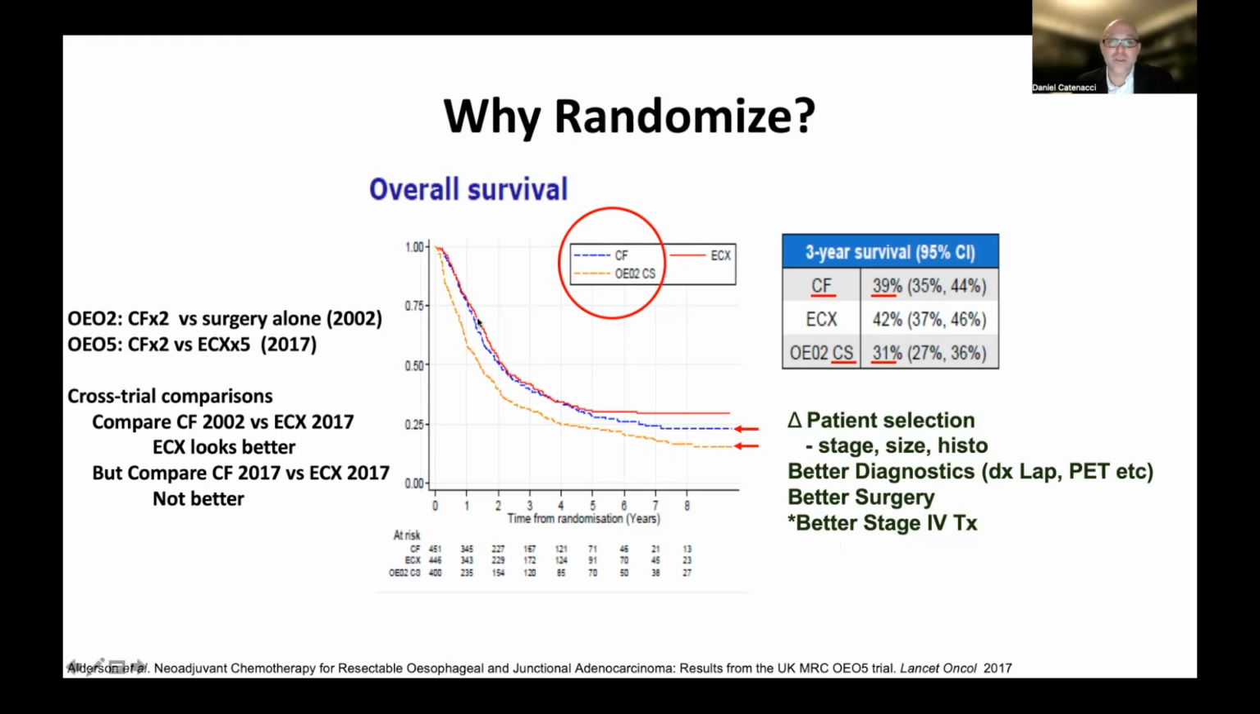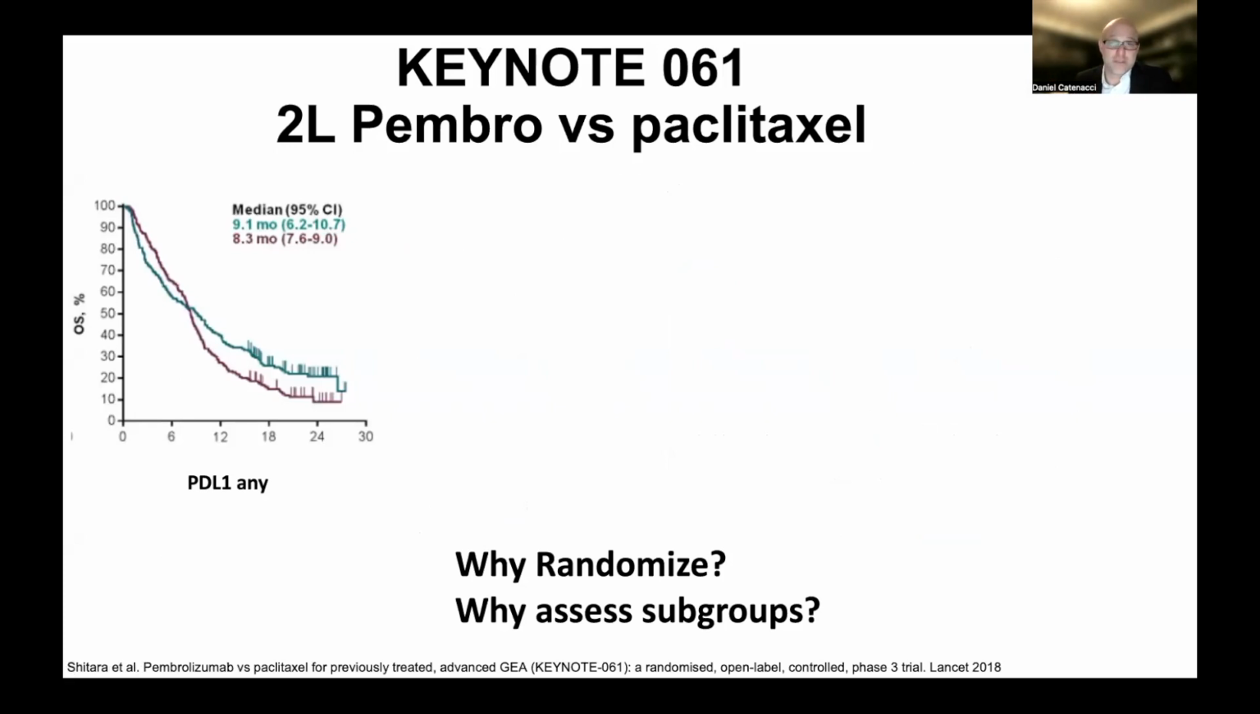And so without this internal control, accounting for all of these and maybe unknown differences, we would have erroneously concluded that ECX was better than cisplatin 5-FU. And why do that? We would have been exposing patients to a triplet chemotherapy versus doublet that is more toxic, and that ultimately is not any better. So this is a classic example of why randomization is done, to account for underlying prognostic factors that can be controlled for by randomization. Here's another example, Keynote 61, the name of the study.